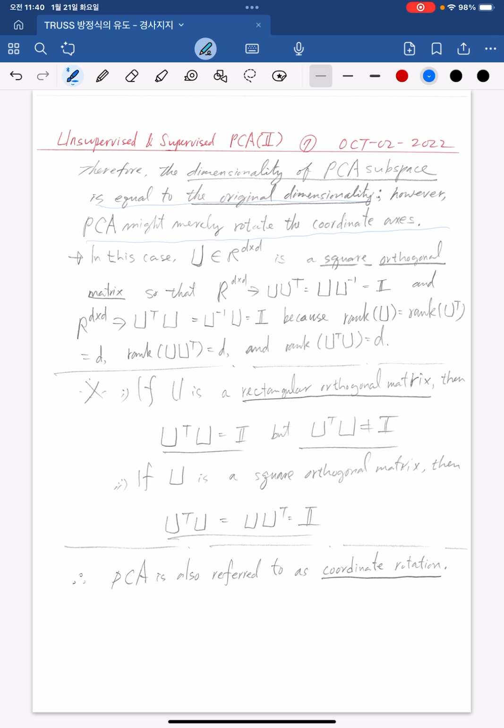In this case, U, a D by D matrix, is a square orthogonal matrix, so that U U transpose equals U U inverse, which is identity. And U transpose U is identity, because rank U and rank U transpose are both D, and rank U transpose U is also D. If U is a rectangular orthogonal matrix, then U transpose U is identity, but U U transpose is not identity. If U is a square orthogonal matrix, then both U transpose U and U U transpose are identity. PCA is also referred to as coordinate rotation.